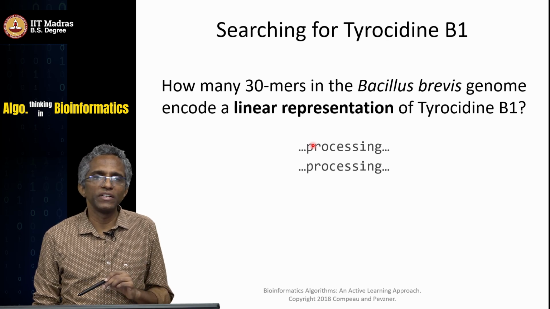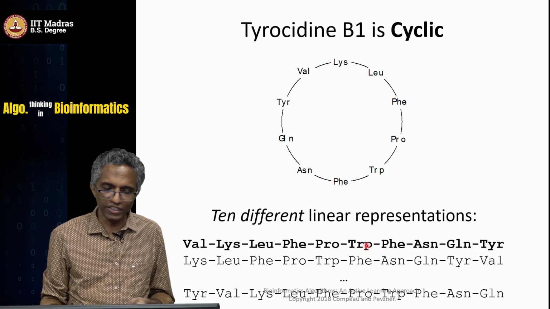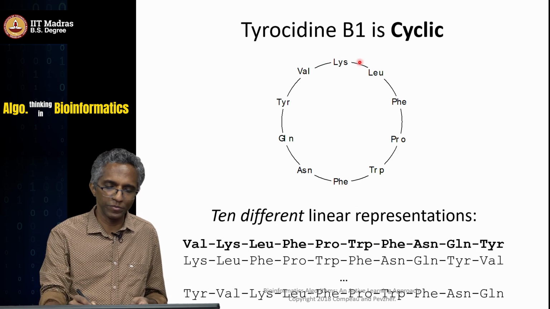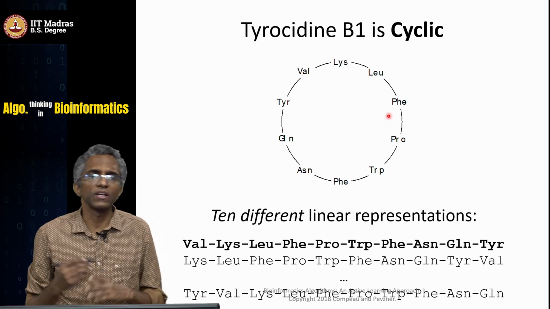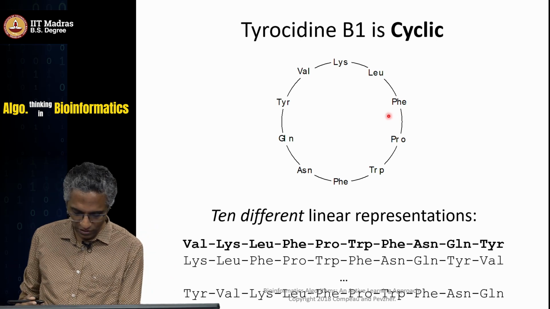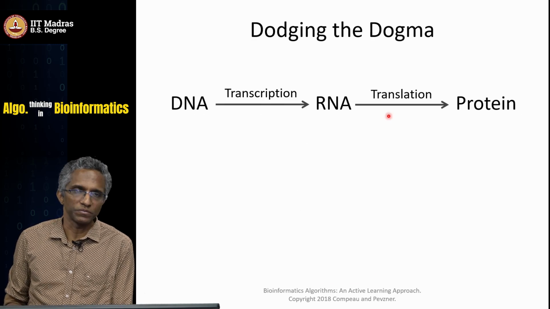What do I mean by a linear representation of tyrocidine B1? You have a circular peptide and there are 10 different linear representations. You can break it here, you can break it here, you can break it here, and so on, and then make it into a linear representation. None of those linear representations are encoded in the Bacillus brevis genome. So what could really be happening?